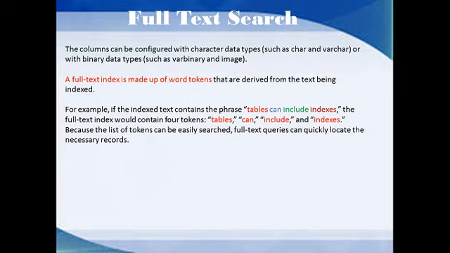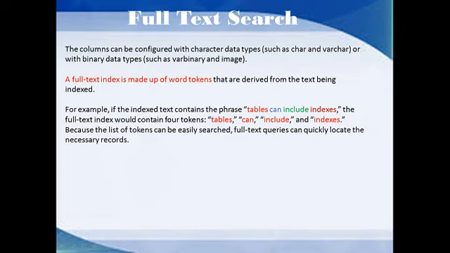Full text index is made up of word tokens. Tokens means components of a word. As you can see here, for example, this phrase, tables can include indexes, has 1, 2, 3, 4 tokens. So tables by itself is a token, can is a token, include is a token, index is a token. So full text index first breaks down the entire record into tokens and orders them in ascending order. For example, C will come first, I will come next, and then the other one is table. So these specific words will be organized in ascending order.